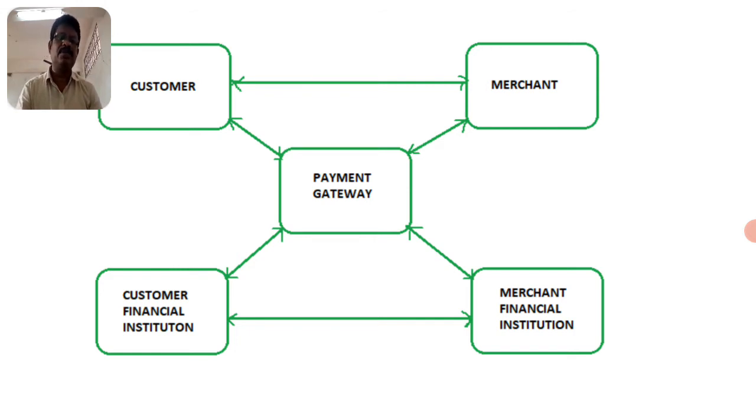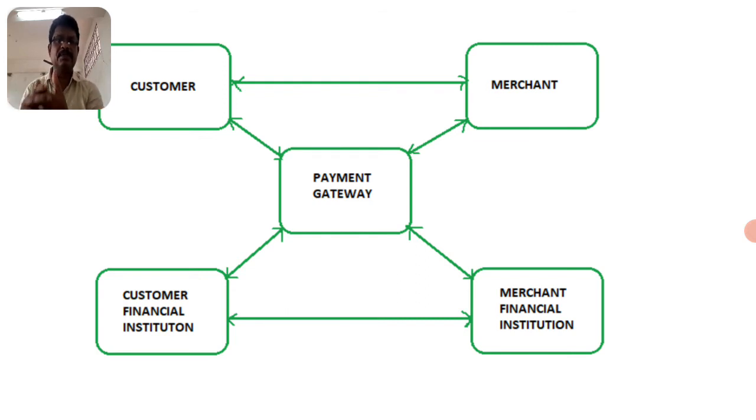So the customer has many options in the customer's financial institution, and here there is the merchant's financial institution. Sometimes the customer's financial institution and the merchant's financial institution may be different. It is not compulsory to use the same bank. Suppose the customer has a State Bank of India account and the merchant has an ICICI Bank account, even so the transaction takes place through the payment gateway. That's why I said the gateway is nothing but the conversion of the transaction.